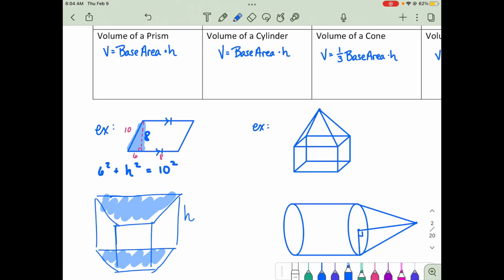Okay, volume of a cylinder is exactly the same as volume of a prism. It's just that the bases of a cylinder are circles. So you're going to do pi r squared and then times the height.